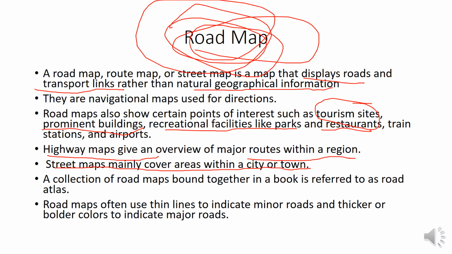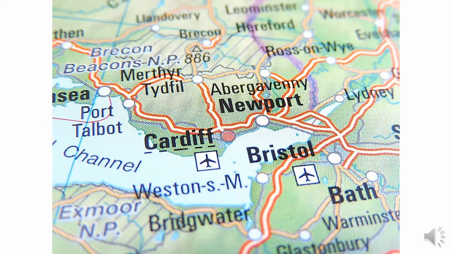So thicker lines indicate major roads, and thinner lines indicate minor roads. Major road would be a highway. Minor road would be basically a street with houses on it. Okay, so here's a road map, right? We got an airport. We got some major roads here because the thicker lines, right? Another airport. This is an example of a road map.